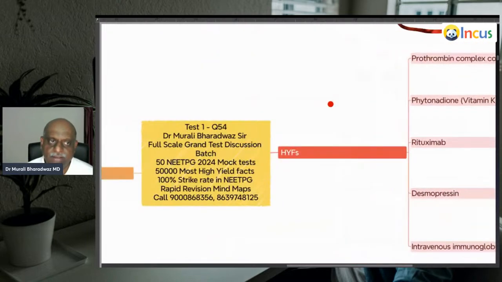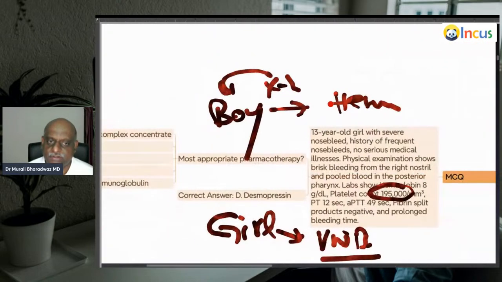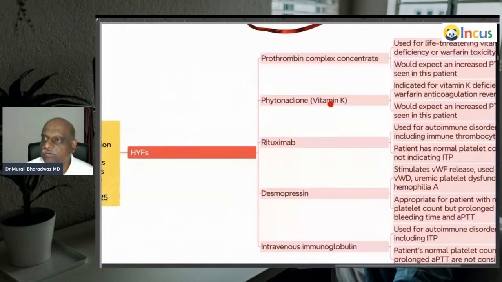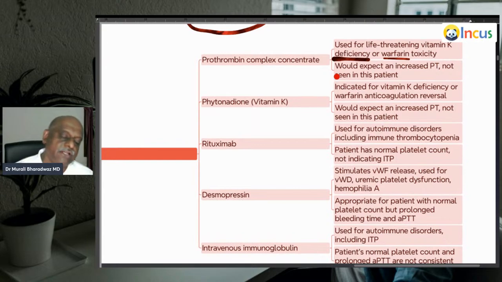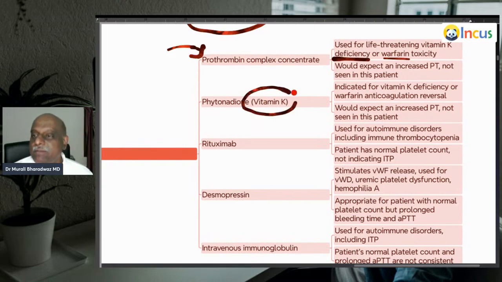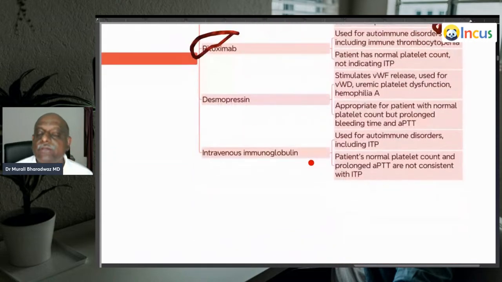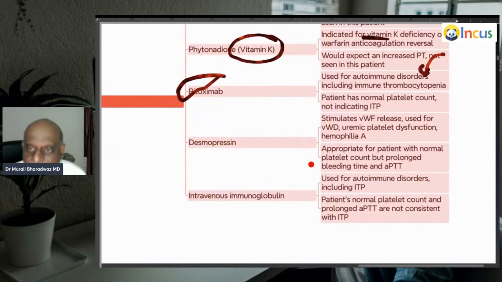Here, which are being given to you, doctor, among the options. One is prothrombin complex concentrate. Where do you give it? Whenever there is any warfarin toxicity, vitamin K deficiency is responsible for the bleeding diathesis, we give prothrombin complex concentrate. Where do you give vitamin K? Vitamin K deficiency. Rituximab, whenever there is any ITP, idiopathic thrombocytopenic purpura, leading to bleeding diathesis.